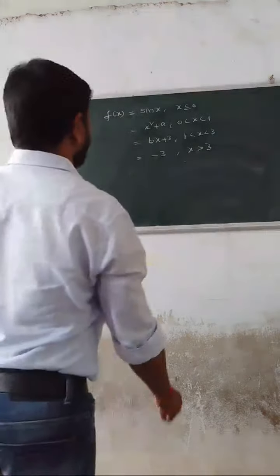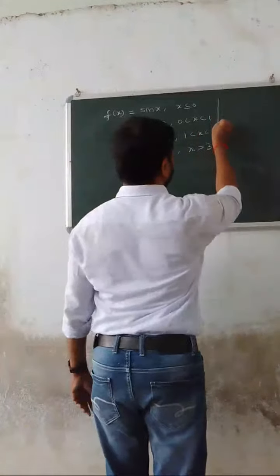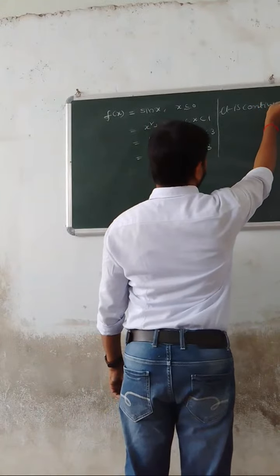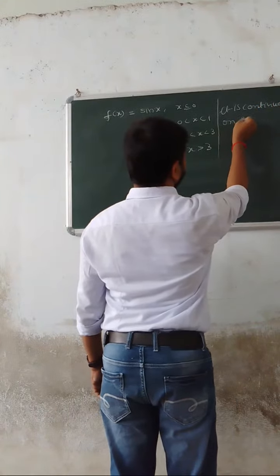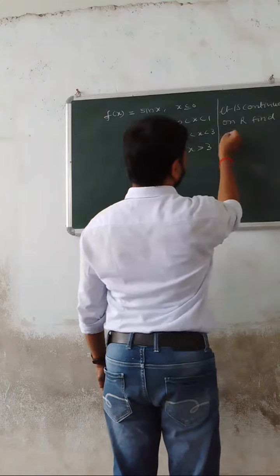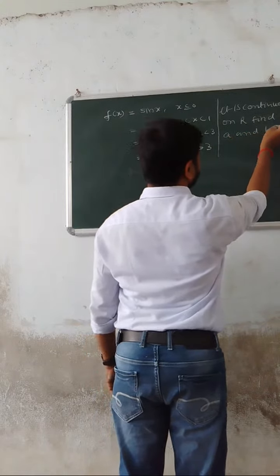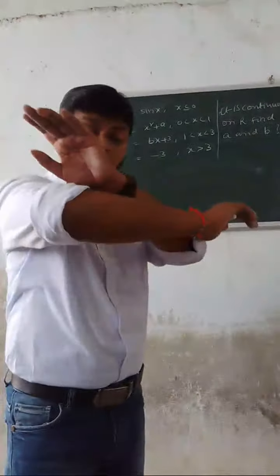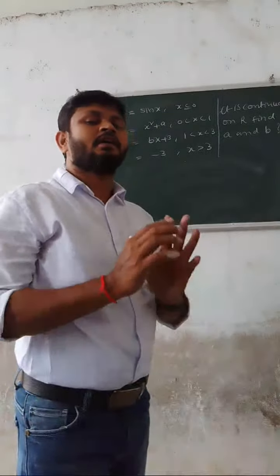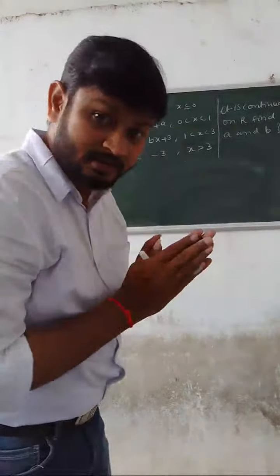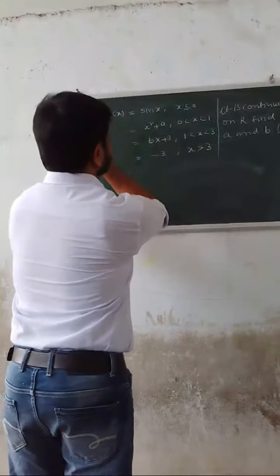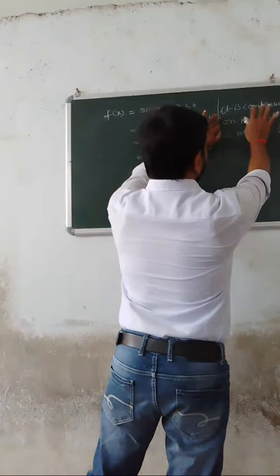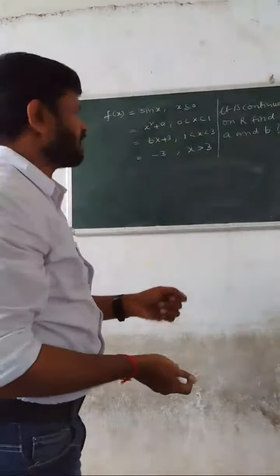Okay? It is continuous on what he said in the question. It is continuous on R, then find the A and B values. Finding A and B values is a most important question in the IP examination, 4 marks, right? Now see this. These are all 4 functions. What he said is that it is continuous on R.